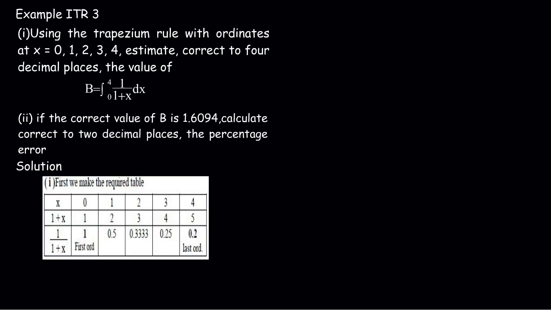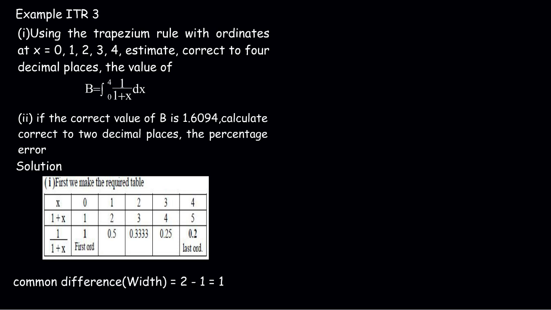So for each value of s, that's 0, 1, 2, 3, and 4, we'll be estimating 1 plus s and 1 divided by 1 plus s. So the corresponding value of 1 plus s is 1, 2, 3, 4, and 5. And 1 divided by 1 plus s is 1, 0.5, 0.3333, 0.25, and 0.2. Now the common difference, which is the width of each strip, is 2 minus 1, which is equals to 1.